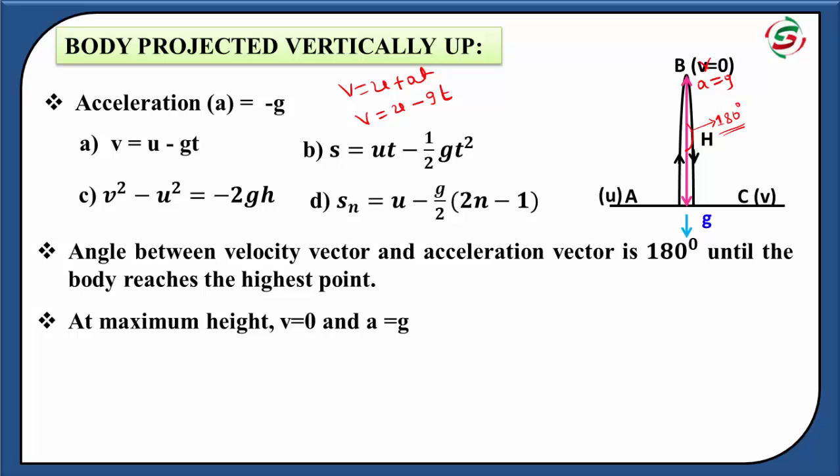The angle between velocity vector and acceleration vector is 180 degrees until the body reaches the highest point. And at maximum height v equal to 0 and a is equal to g.